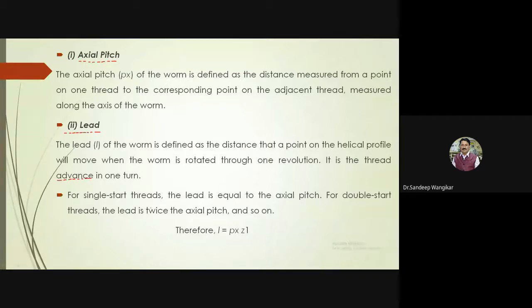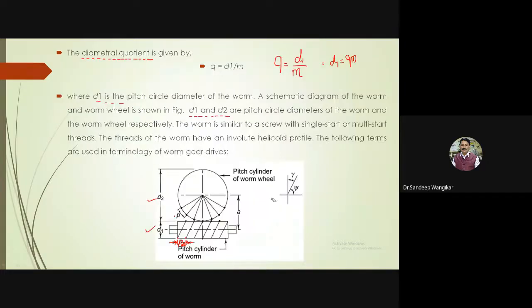For single start thread, it is equal to axial pitch. Very important, this relation. For double start thread, it is twice of the pitch. For triple, it is thrice of the pitch. And therefore, it is written that L is equal to Px into Z1. L stands for the lead. So the lead is given by pitch into Z1. It is mentioned here. Pitch into Z1. And now let us go for lead.